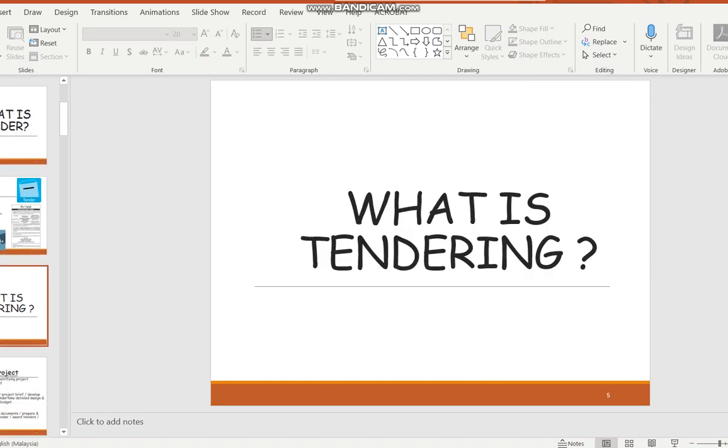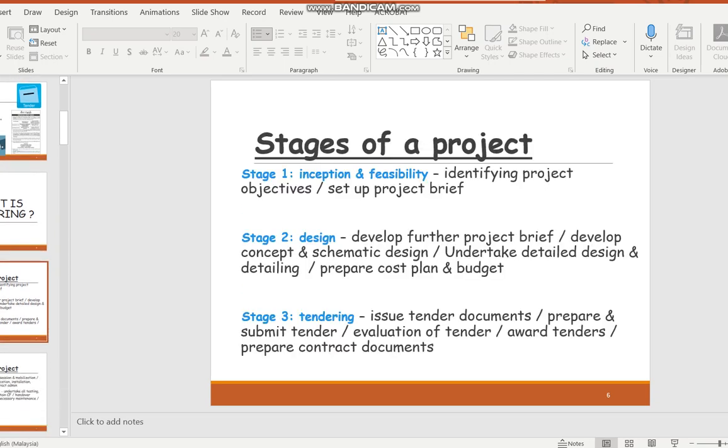So tendering is a whole process. What is tendering? It's a whole process of going out and selecting the people. So you prepare and issue the documents, then the documents get submitted back, and then you evaluate that bid, that tender, the quotation, and then you award the tenderer.